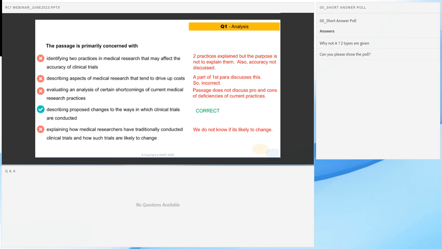Now, why not choice A? Choice A says identifying two practices that may affect the accuracy of trials. Yes, we have two practices. Is it going to affect the accuracy of trials?